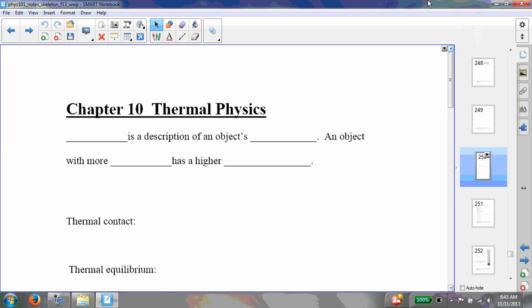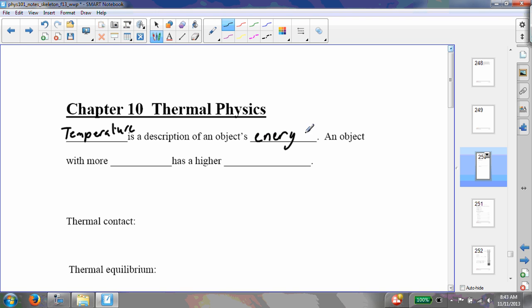Okay, so on with chapter 10, which is thermal physics. Now, we're going to talk a lot about temperature in this chapter, and the effects of temperature and how we describe temperature. Temperature is just a description of an object's energy, thermal energy in this case. An object with more energy, that is thermal energy, has a higher temperature. We have to define a few terms first.